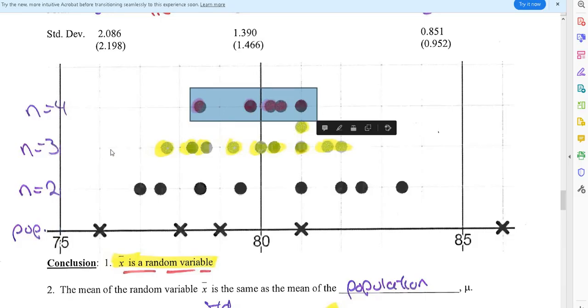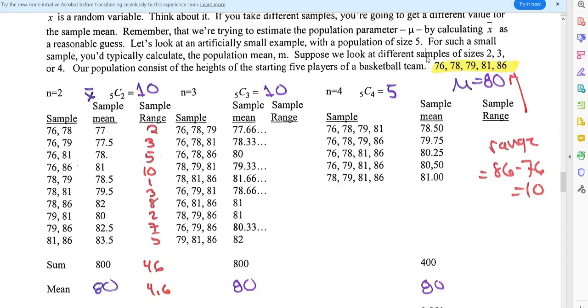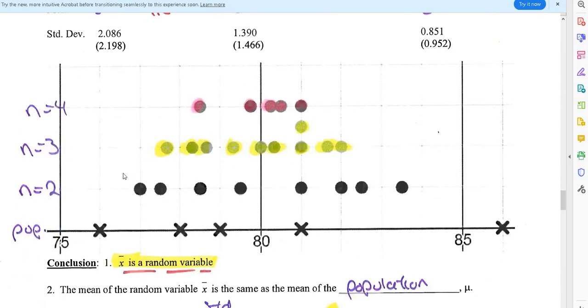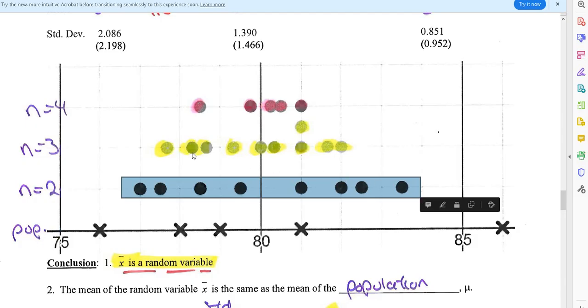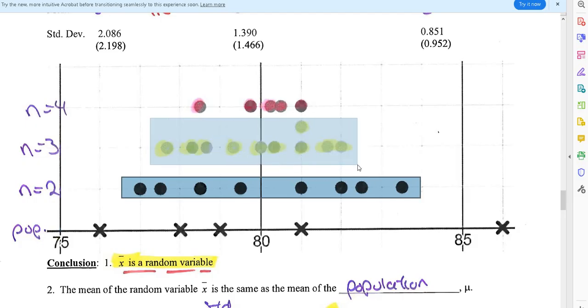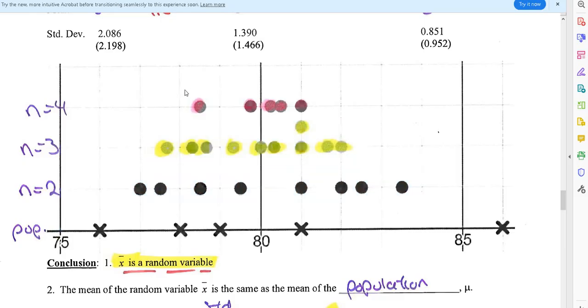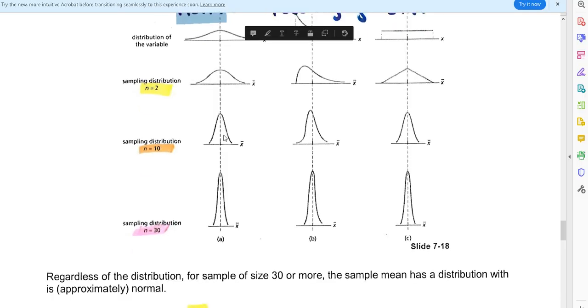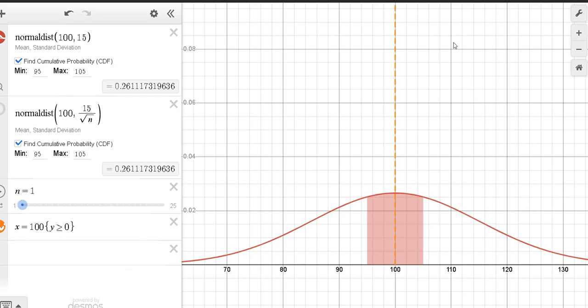So that's good. Take a look at taking a sample from this population right here. If you take a sample from that and try and calculate the sample mean, for samples of size 2, you get estimates that are all over the map. For samples of size 3, you get better estimates. When you take samples of size 4, you get better estimates still. You're trying to estimate the population mean, which is 80. Then what we saw is that for large enough sample sizes, your sample mean itself has a normal distribution. Or if you start out with a normal distribution, like right here, then the sample mean always has a normal distribution.